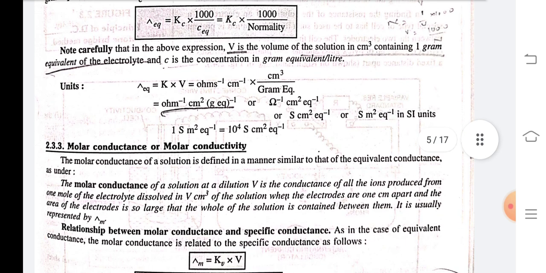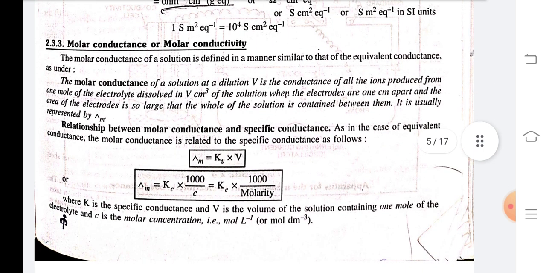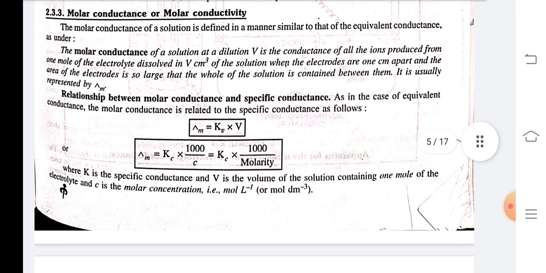Molar conductance or molar conductivity. The molar conductance of a solution is defined in a manner similar to that of the equivalent conductance as under. The molar conductance of a solution at a dilution V is the conductance of all the ions produced from 1 mole of the electrolyte dissolved in V centimeter cubic of the solution when the electrodes are 1 centimeter apart and the area of the electrode is so large that the whole of the solution is contained between them. It is usually represented by lambda M.